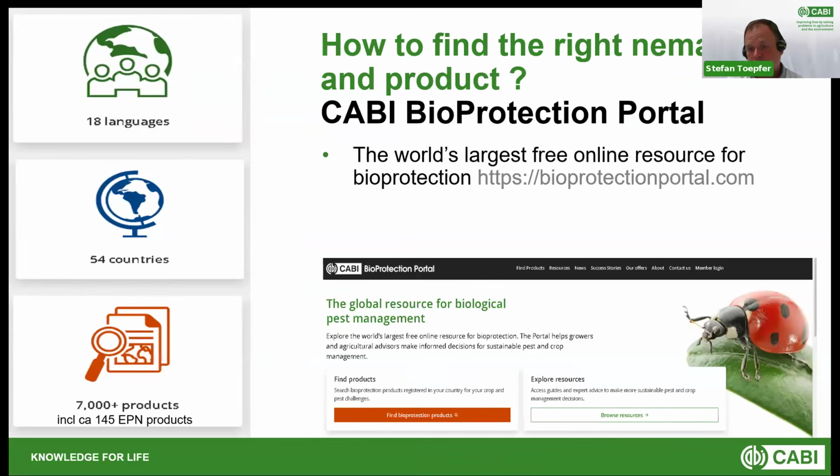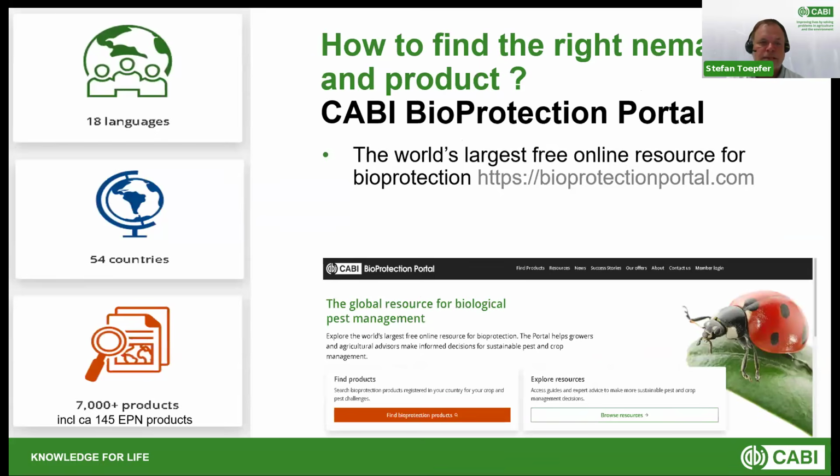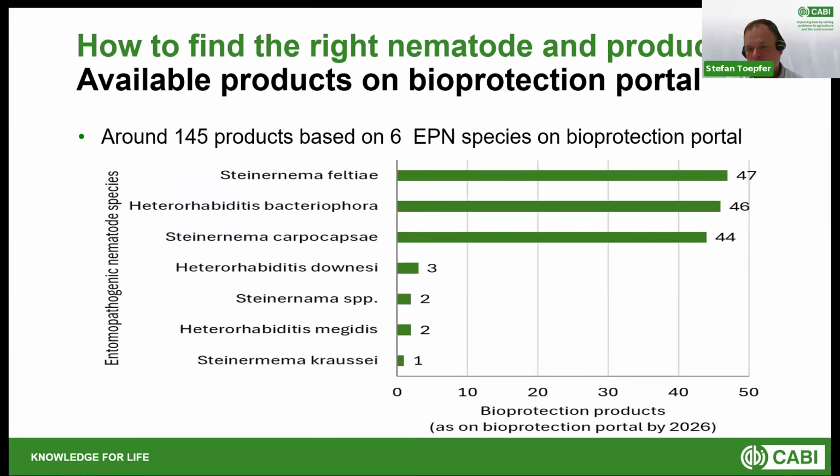Good. How to find the product? Yeah, we have the CABI Bioprotection Portal. It's the world's largest free online source for bioprotection products. You can go online, you can search for products. They are at the moment online for 54 countries. When it comes to North America, Mexico, US, and Canada are online. About 7,000 bioprotection products, and around 145, 150 products when it comes to nematodes.